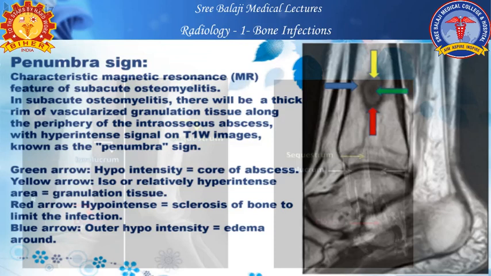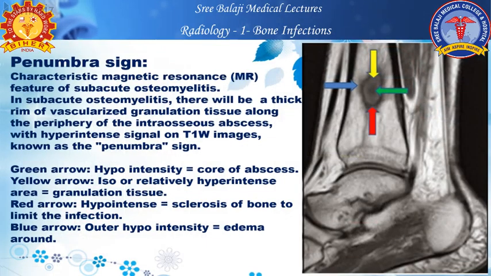Now, the Penumbra sign is said to be characteristic of subacute osteomyelitis of the bone. How it appears: the vascularized granulation tissue around an area of intraosseous abscess is seen in MR as a Penumbra sign. Now, this picture shows you the typical Penumbra sign.